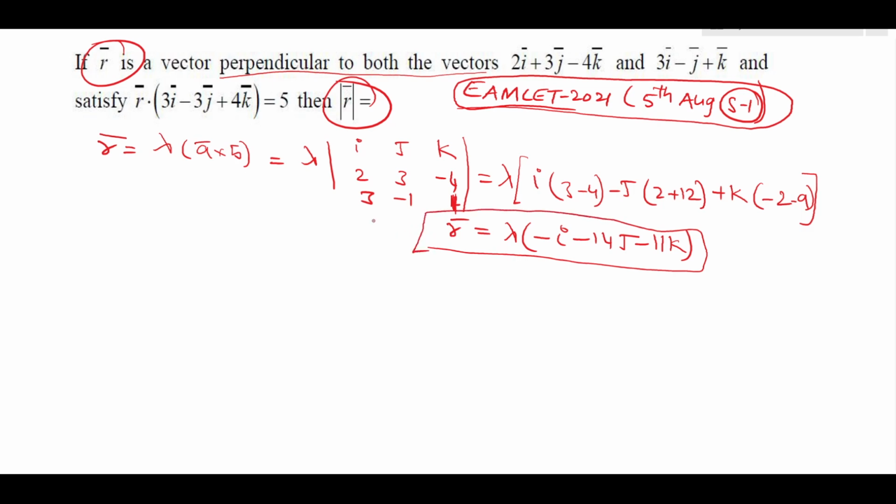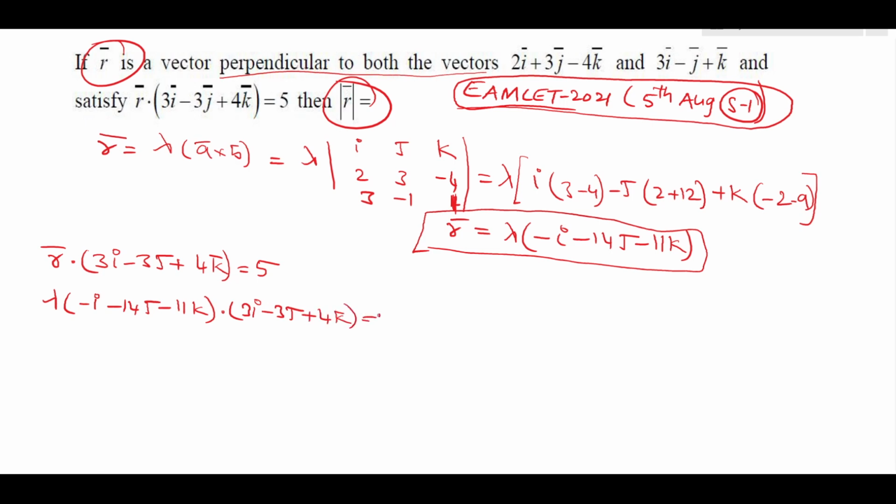Now we find mod of r bar, and the given relation is r bar dot (3i minus 3j plus 4k) bar is equal to 5. Here r bar is lambda into (minus i minus 14j minus 11k) dot (3i minus 3j plus 4k) bar is equal to 5. That is lambda into minus i into 3, this is minus 3, minus 14 into minus 3, that is plus 42, minus 11 into 4, this is minus 44, is equal to 5. So this is 42 minus 44, minus 2 minus 3, that is lambda into minus 5 is equal to 5. From this, lambda is equal to minus 1.